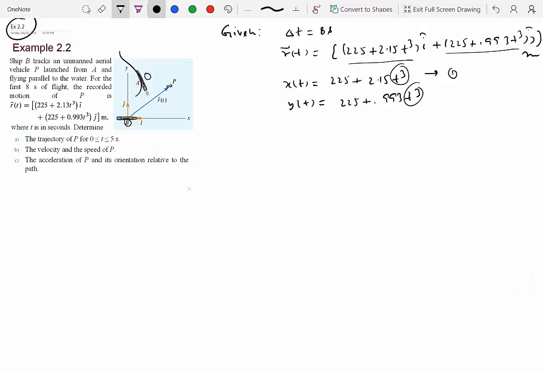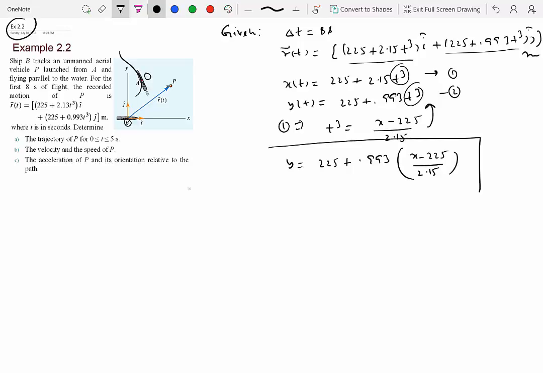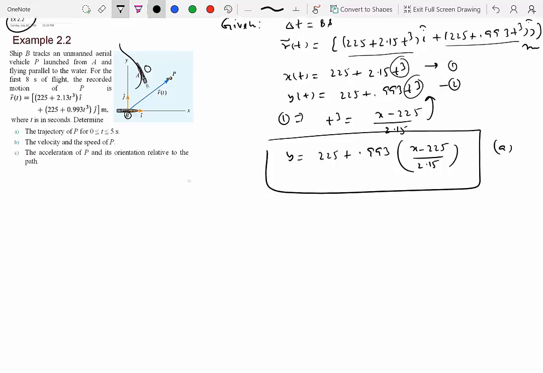Let's say this is equation 1, this is equation 2. From 1, I can write t cubed equal to x minus 225 over 2.15, and then I can substitute this in 2. So y would be equal to 225 plus 0.993 times x minus 225 over 2.15, and that gives you basically the path. You can clearly see this is going to be a line, because both y and x are linear terms. So that's your trajectory, that's your path. That's the solution to part a.